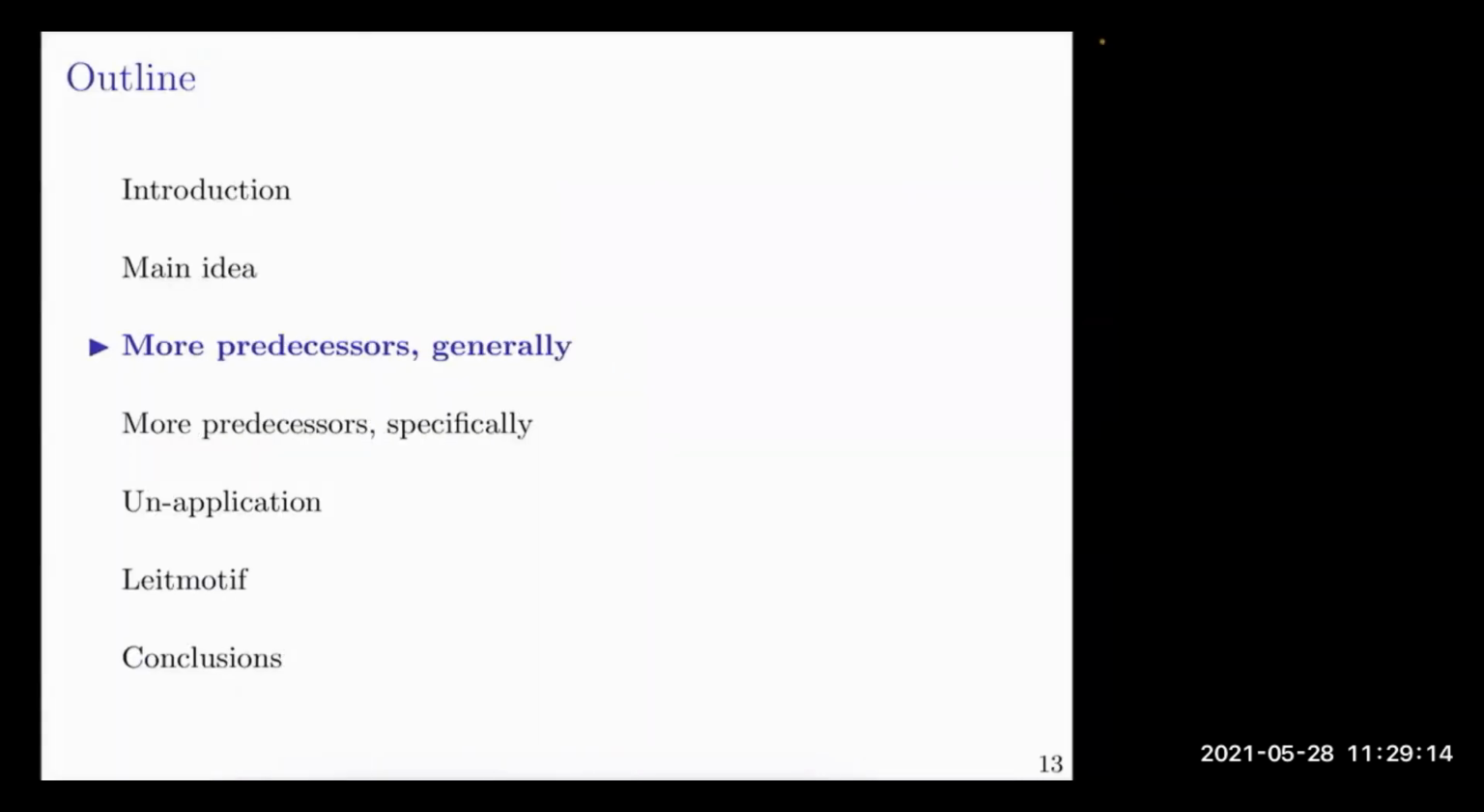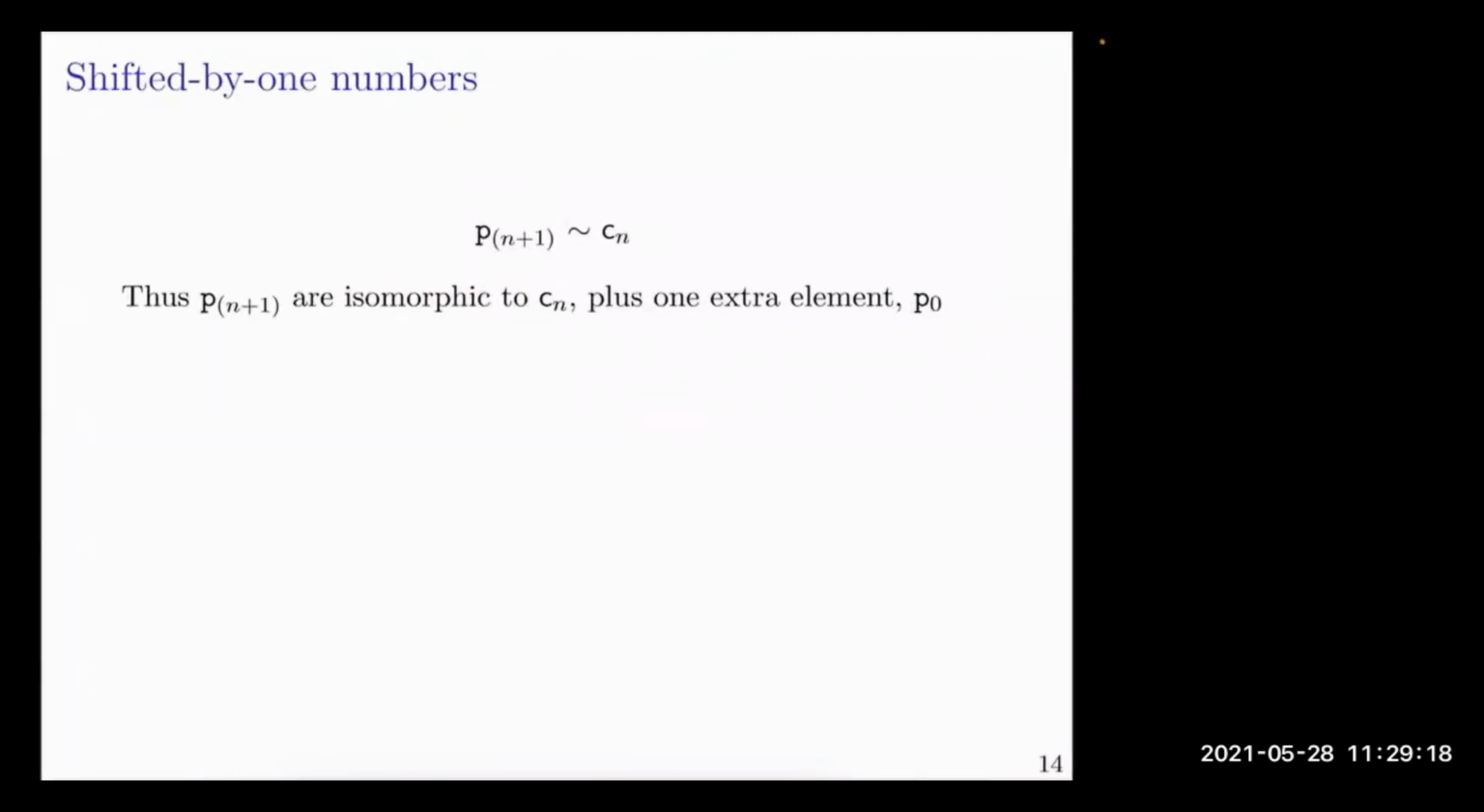Okay. So now we're in general methods. As I said, the idea is to find P numerals that are isomorphic to church numerals. So it's a sequence, each is isomorphic to church numerals, but with a shift, so that P1 corresponds to C0, P2 corresponds to C1, etc. So it means that we have the same sequence, but we have one extra element P0, which doesn't correspond to any church numeral.